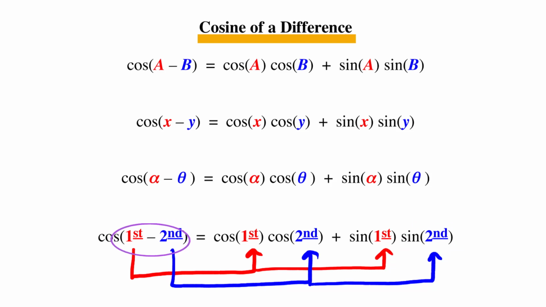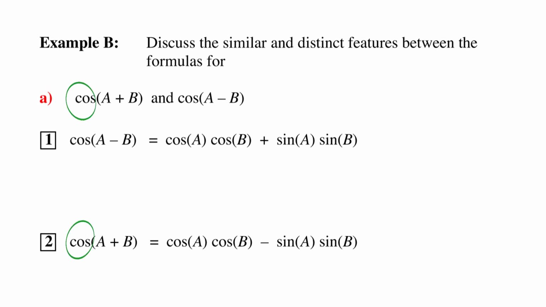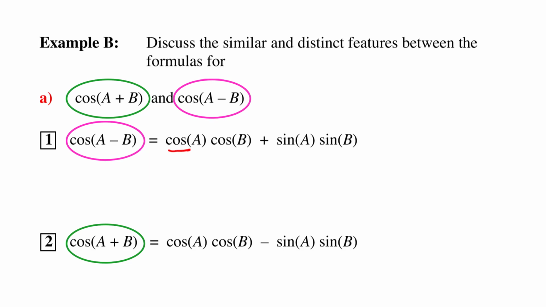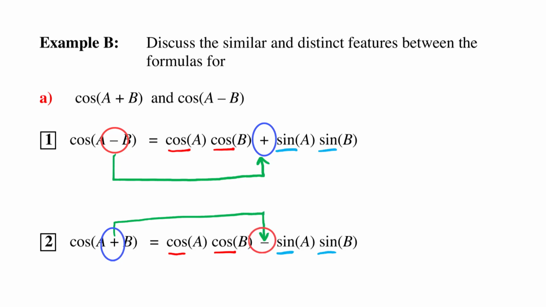Let's take a look at the similar and distinct features between the formulas for both cosine of A plus B and cosine of A minus B. Again, we have two products separated by a plus sign or a minus sign, and it starts off cosine A cosine B, and it ends sine A sine B. Notice, though, inside we have a minus sign, but outside we have a plus sign. Similarly, inside we have a plus sign for the cosine of a sum, but it is a minus sign outside.